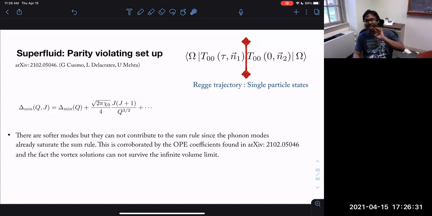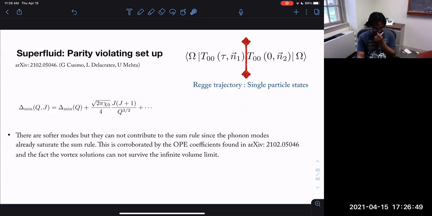Their OPE coefficients have to be suppressed, or something has to happen so that they do not play any role in the infinite volume limit. So this falls out naturally from our analysis, and you can see this explicitly in their paper, which is very nice.